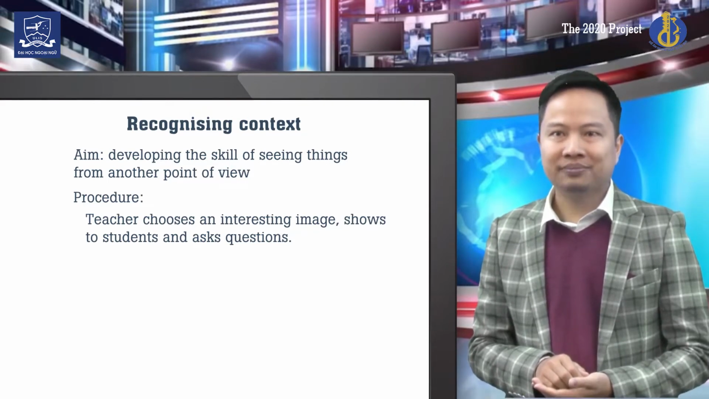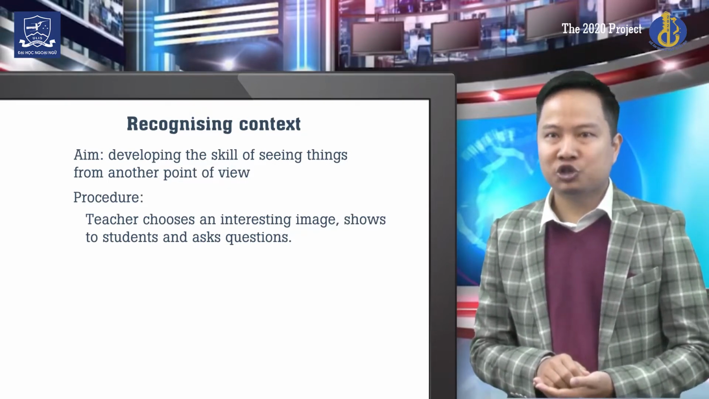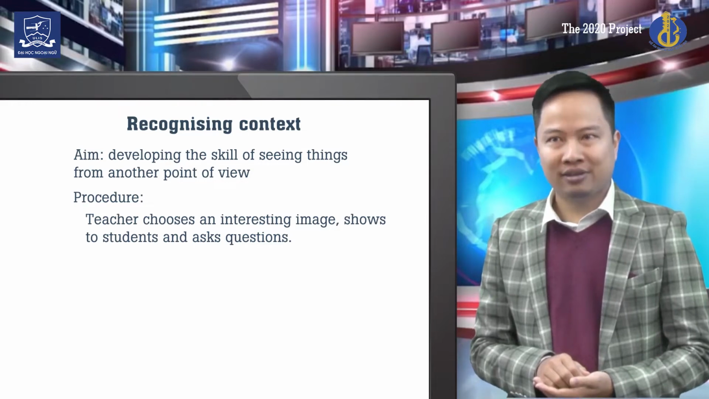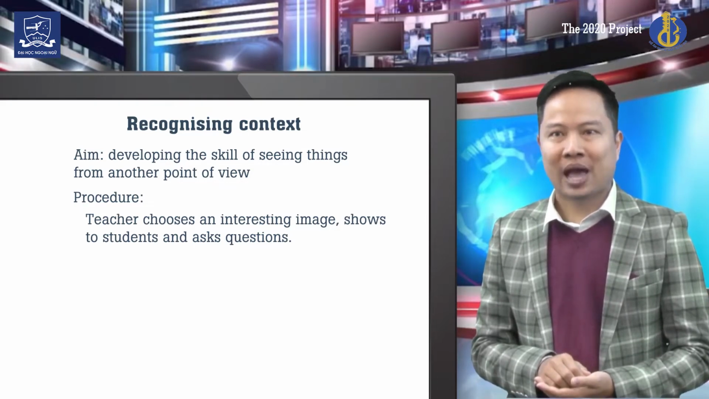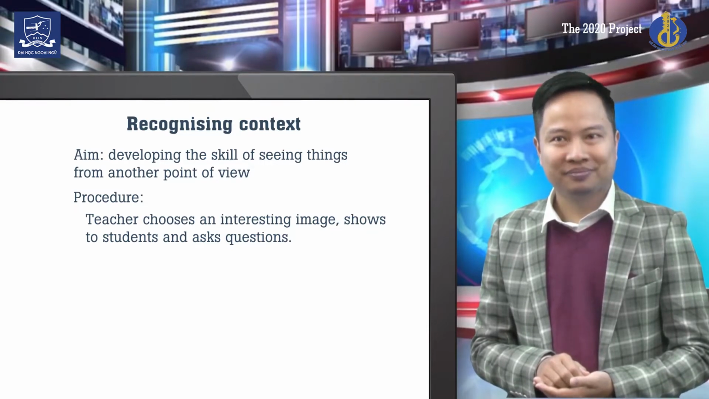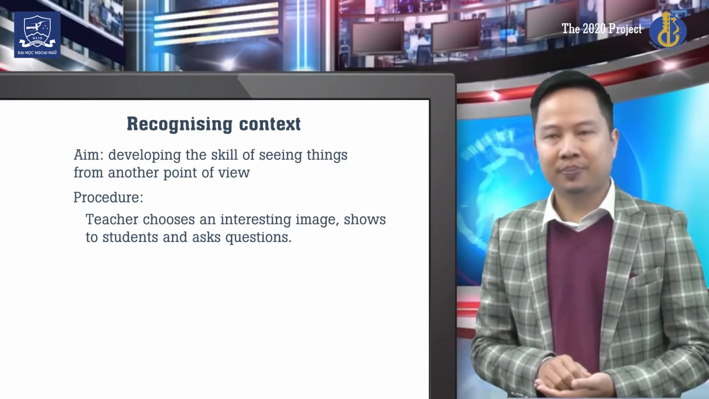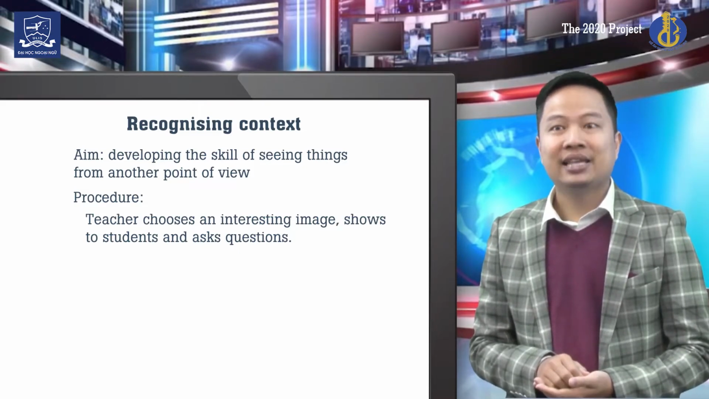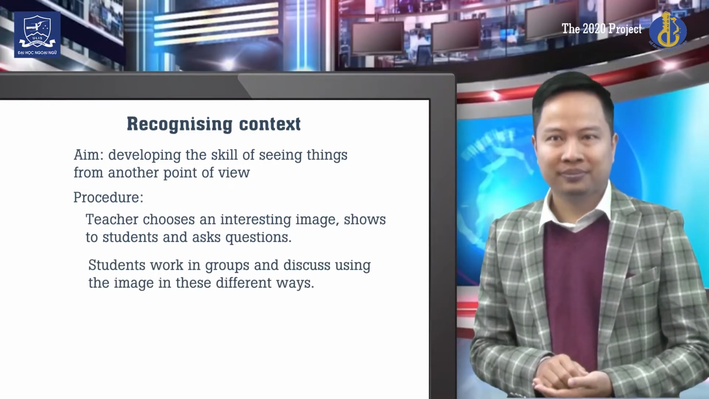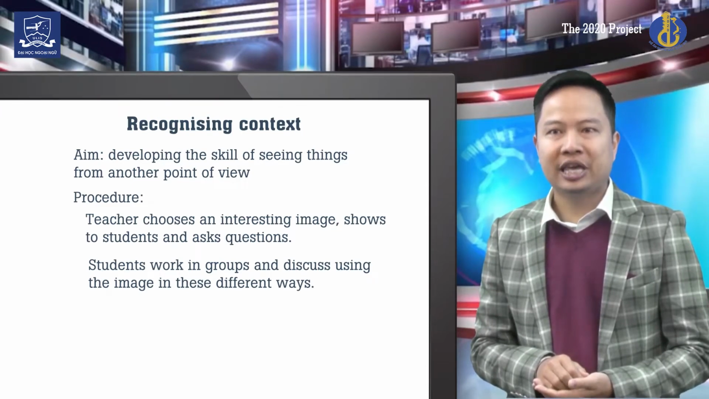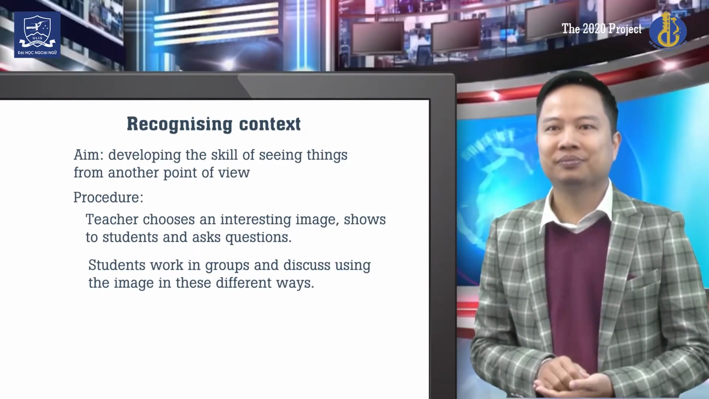Show it to the students and ask them, what does it show? Where do you think you might see it? For example, in a magazine with a text about something. The person who made or took the image had a particular message. Then students work in groups. The teacher asks them to discuss using the image in different ways.